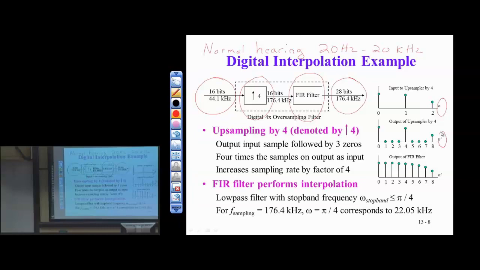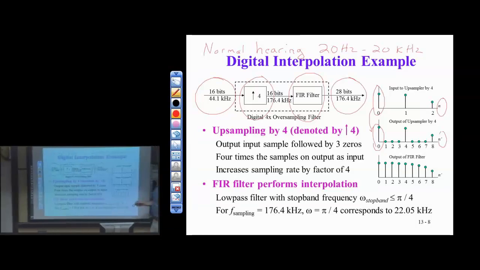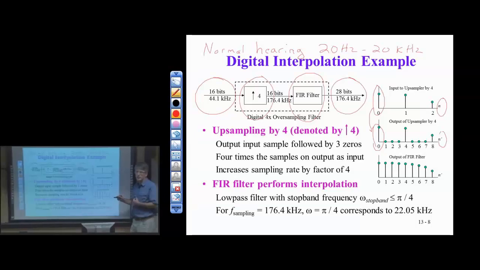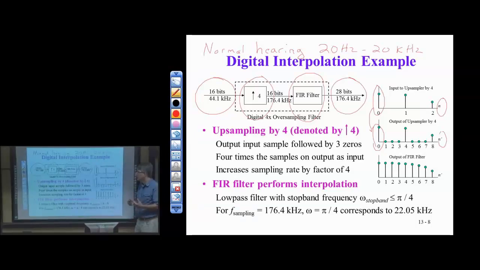So here are my samples to the upsample by 4 in the first discrete time index little n. My first sample arrives. It's copied by the upsampler to its output unchanged. So there's no error in that. It's just a copy at the same number of bits per sample as the input signal. Then I'm going to append L minus 1 zeros, where L is the upsampling ratio, or upsampling factor. In this case, L minus 1, that is to say, I'm going to append 3 zeros.